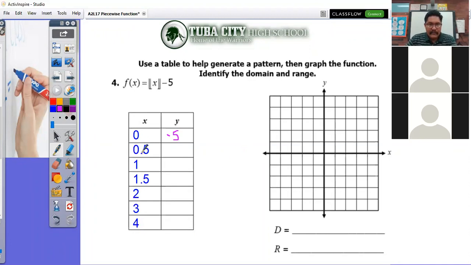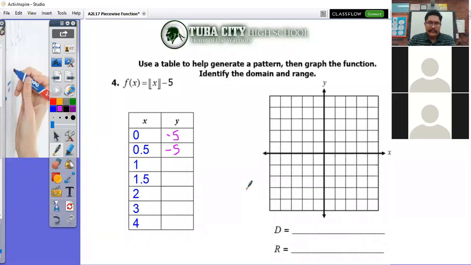Now again, we got to put 0.5 in here and round it down first. So 0.5 rounded down is going to be 0. Now again, this is different than normal rounding, because in normal rounding, if it's 0.5 or higher, you round it up. But here, always round down. So in this case, it would be 0 minus 5, so you get minus 5 again.